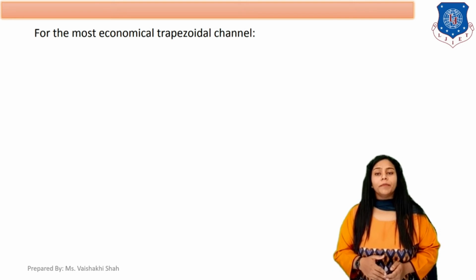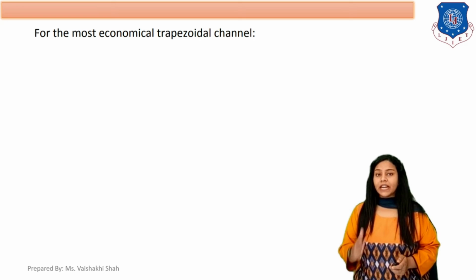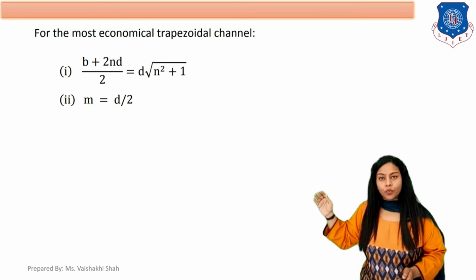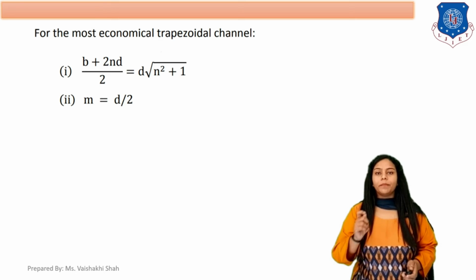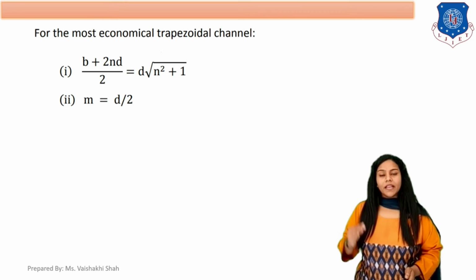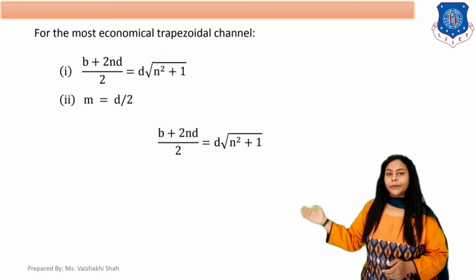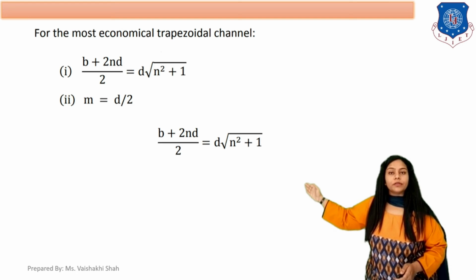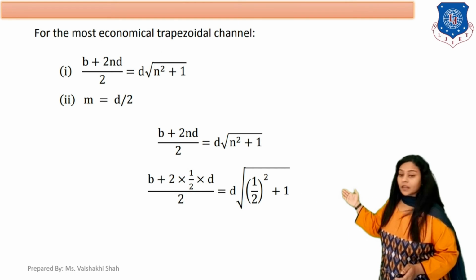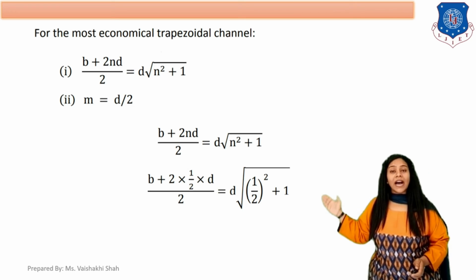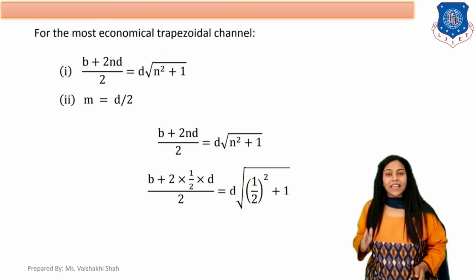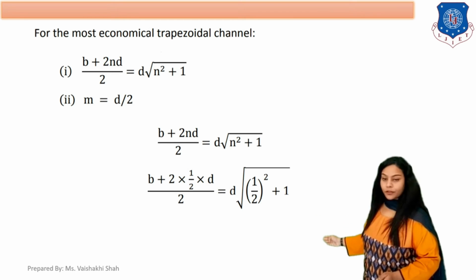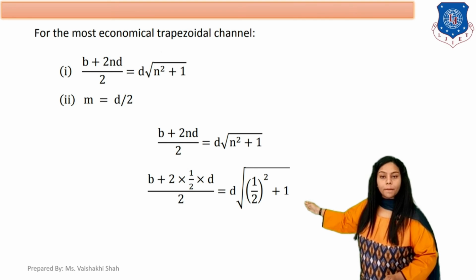For the most economical trapezoidal channel, what are the conditions we derived in our theory? Yes. First, B plus 2nD divided by 2 equals D under root n square plus 1. And the second condition was M equals D by 2. Now, by using the first condition, B plus 2nD divided by 2 equals D into under root n square plus 1. So here B plus 2 into half into D, because we have n equals 1 by 2, divided by 2 equals D under root 1 by 2 square plus 1.